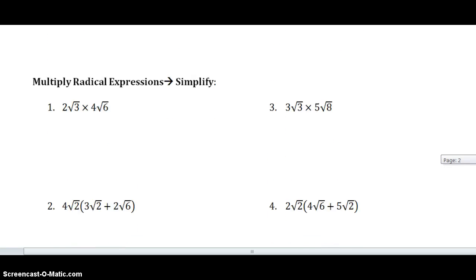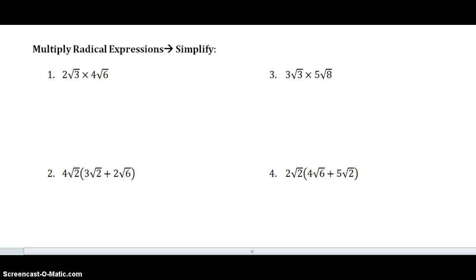So go back to that example if you need to. Let's talk about when we multiply radical expressions. Again, when you multiply, you're going to multiply the coefficients. So 4 times 2 is 8. And then underneath the radical sign, you're going to multiply the numbers under the radical. So 3 times 6.